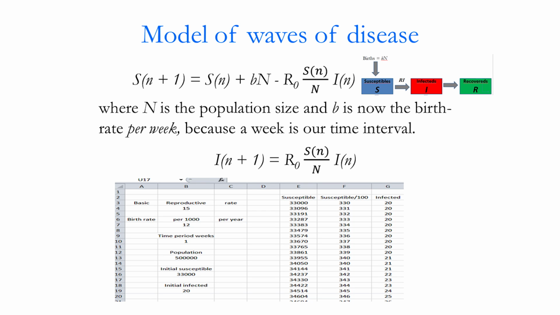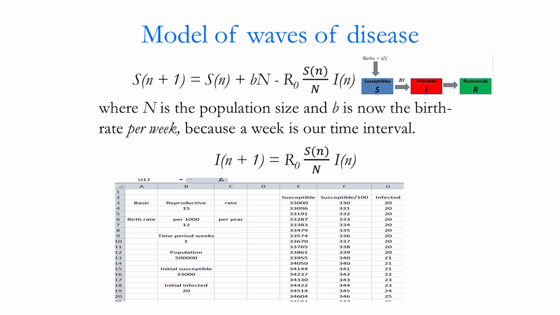And it's quite straightforward to put this into a spreadsheet, where you have your reproductive rate. Remember, we're able to write that down now because we know it's related to the average age of infection. Then you have your birth rate, 12 per 1,000. You've got your time period in weeks. Take our population, I took it as 500,000. The initial number susceptible, about 33,000. And then I've got 20 infected people in it.